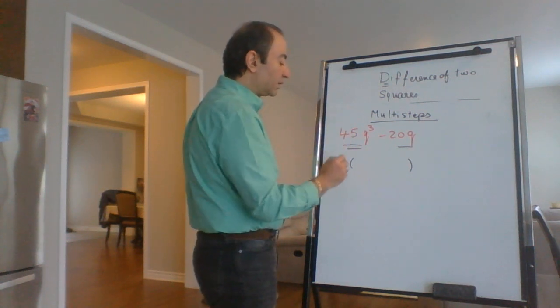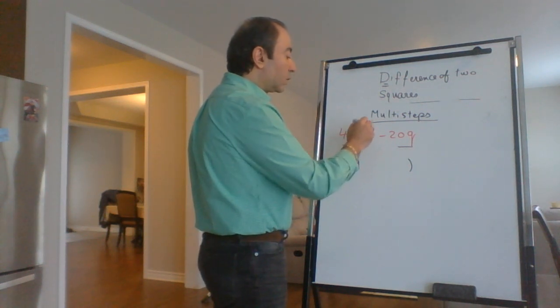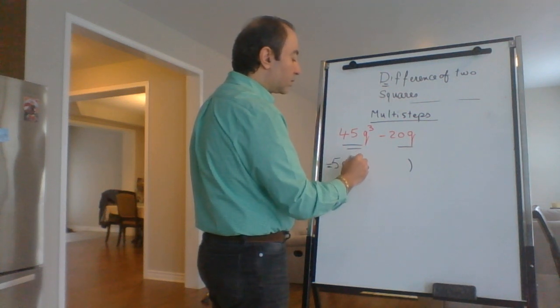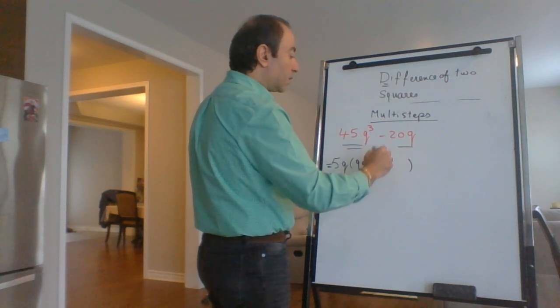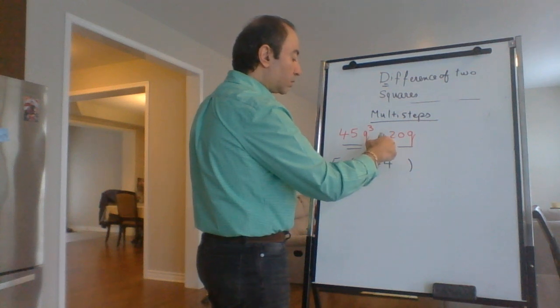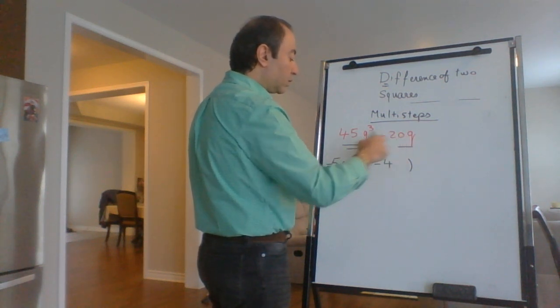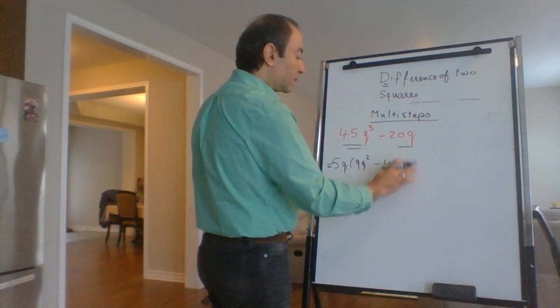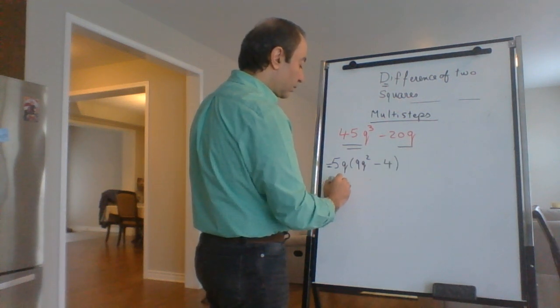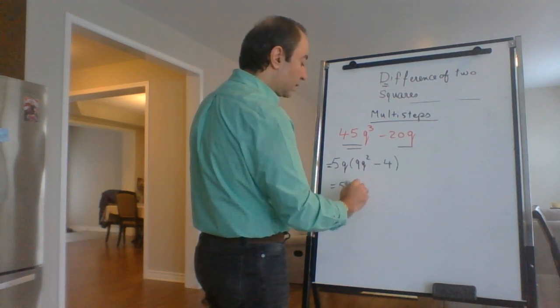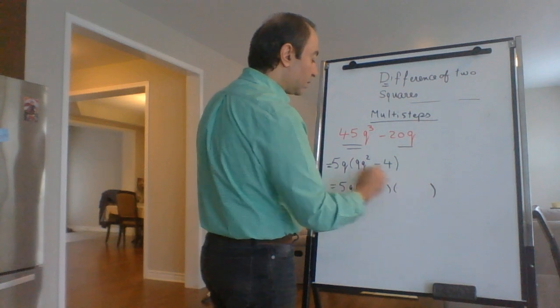So 45 divided by 5 is 9. Q cubed divided by q is q squared, minus 4. 20 divided by 5 is 4. Q divided by itself is 1. Okay, now we can factor. 5q stays. Then we can factor this as difference between two squares.